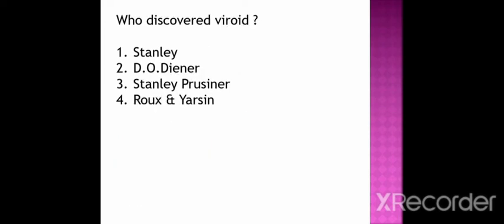The next question is, who discovered viroid? Option 1 Stanley, option 2 Theo Diener, option 3 Stanley Prusiner, and option 4 Roux and Yersin. And the correct option is Theo Diener.